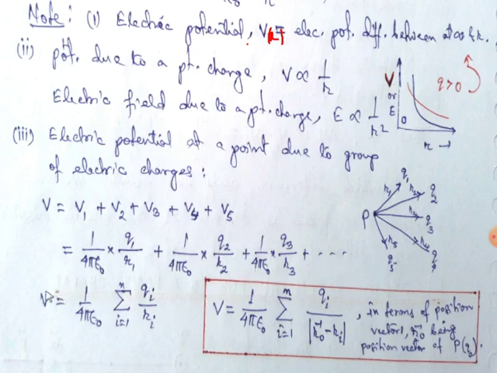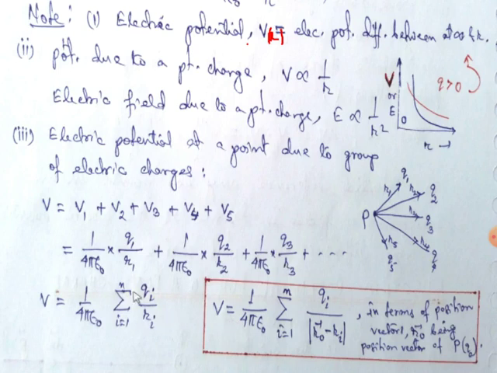So if you want to find the total electric potential due to this distribution of charges, due to Q1, due to Q2, due to Q3, and so on, what happens? 1 by 4 pi epsilon naught is common, and we can add up Q1 by R1, Q2 by R2, Q3 by R3. So when Q1 is there, R1 here; when Q2 is here, R2; when Q3 is here, R3.